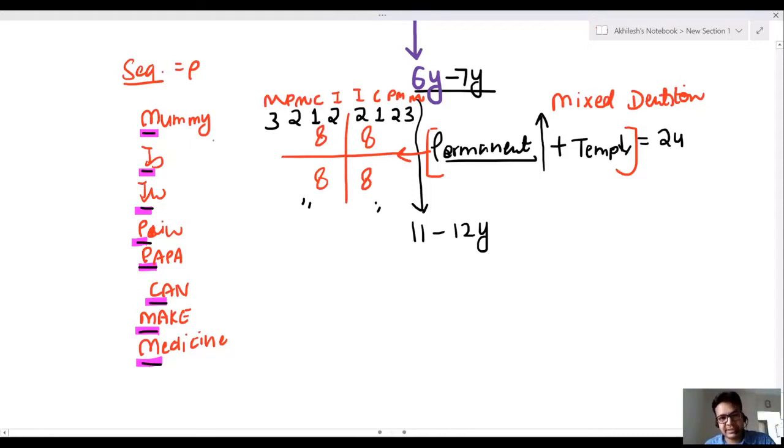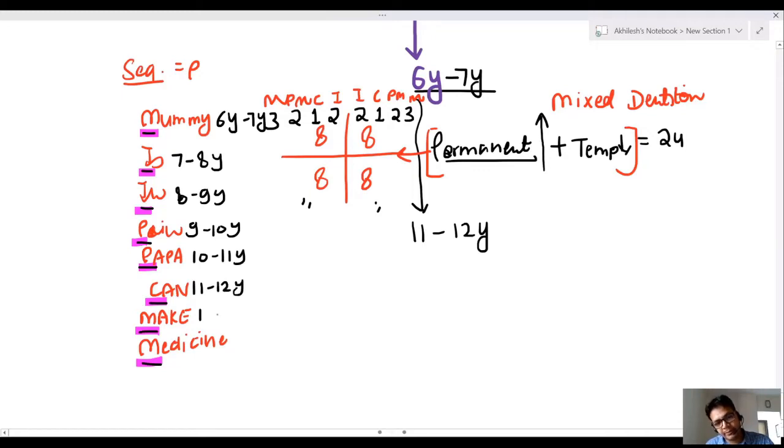Now we'll start with C. 6 year to 7 year. Just increase the age by one. 7 to 8. 8 to 9. 9 to 10. 10 to 11. 11 to 12. 12 to 13, but the last molar comes at 18 to 25 years of age.